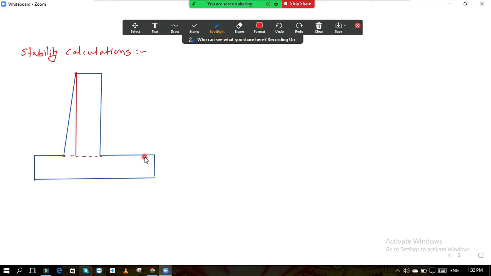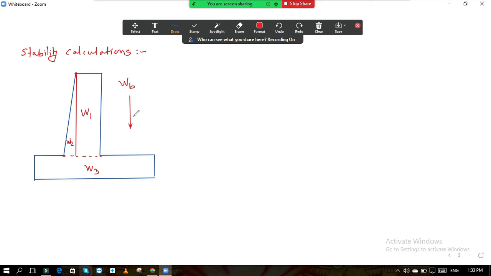Okay, now next is the pressure. See, the soil is there, so soil pressure is also acting. Here the soil pressure is acting like this, downward. Okay, this is the soil pressure. Let us say that this is W1, this is W2, this is W3, and this is the backfill soil weight WB.